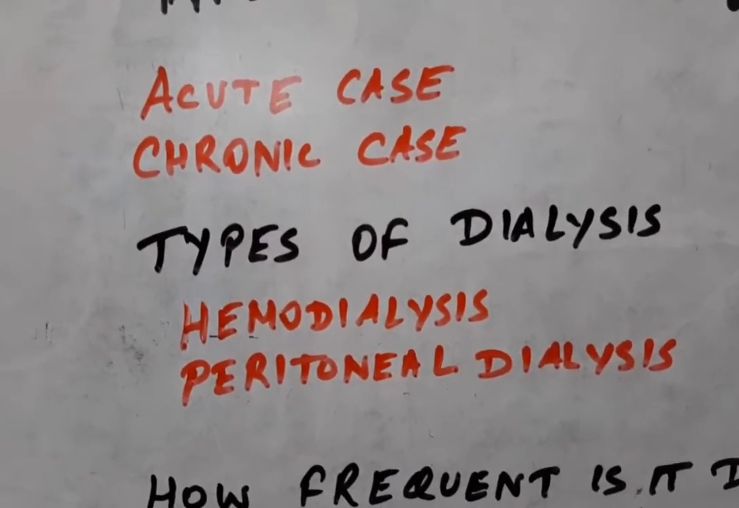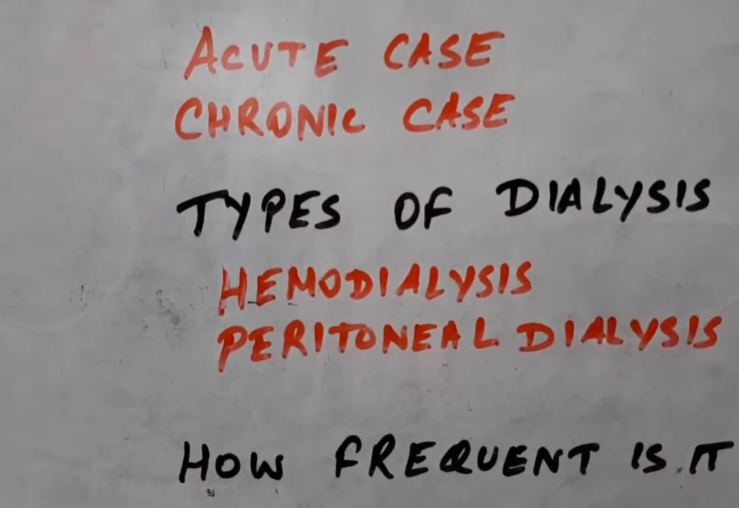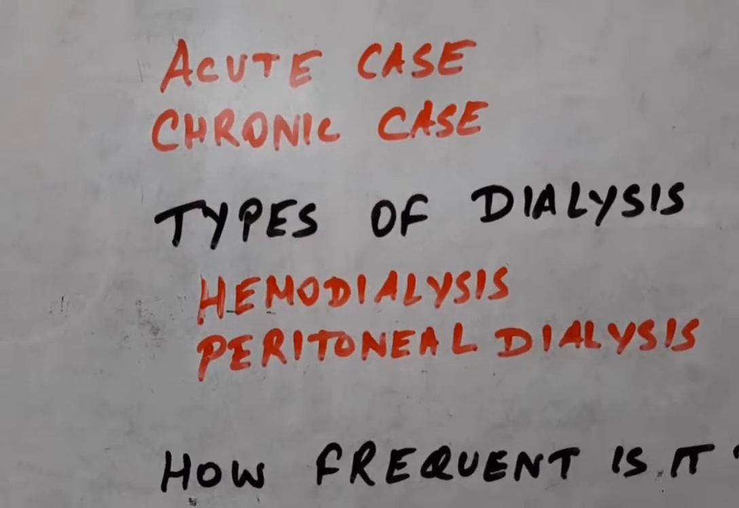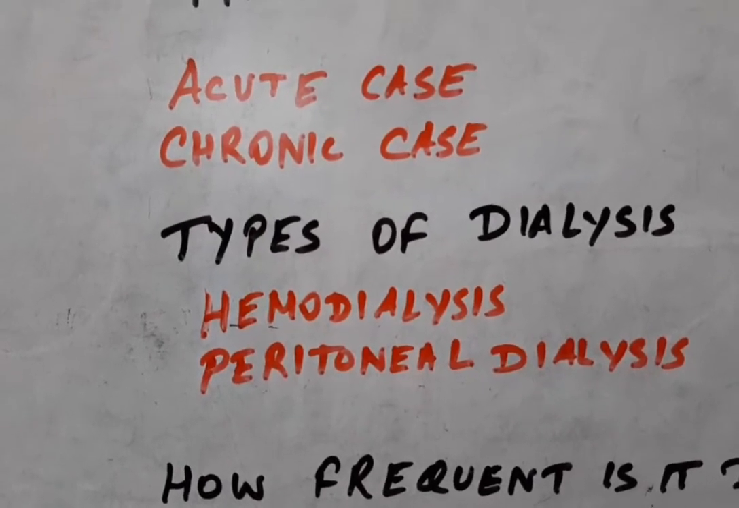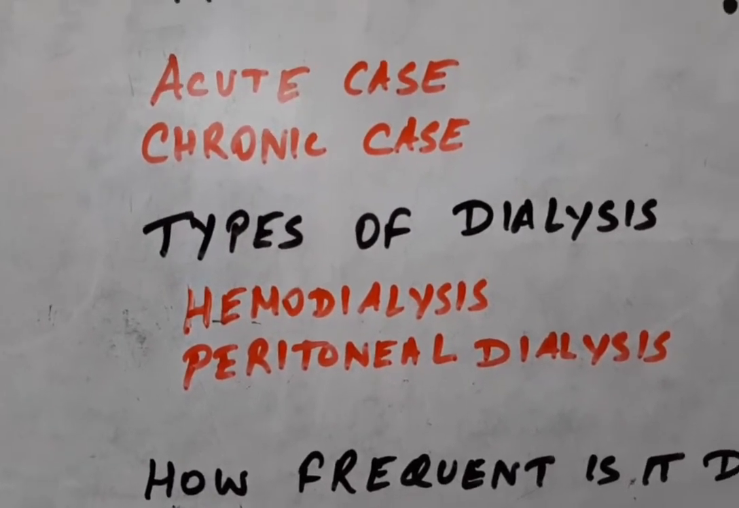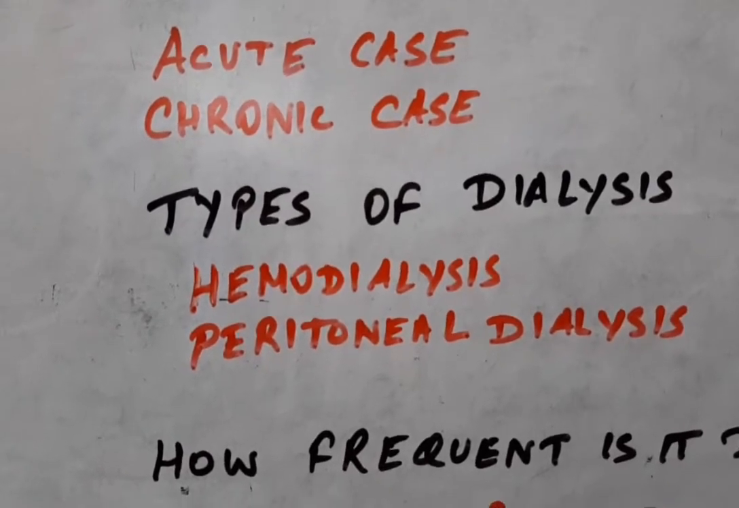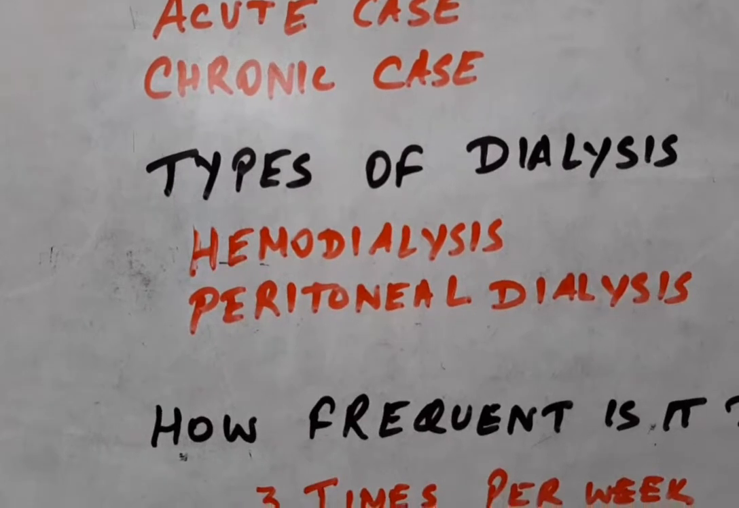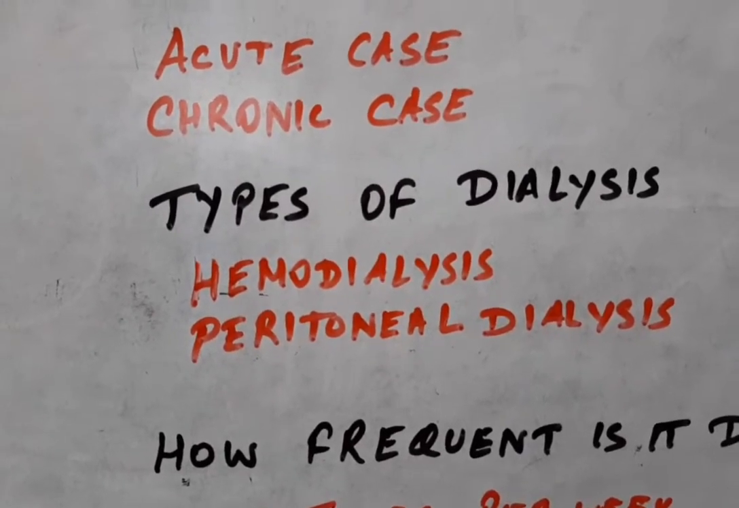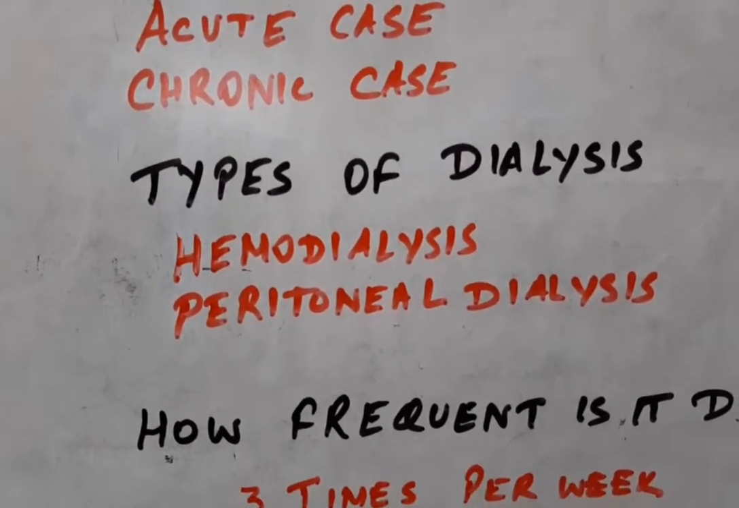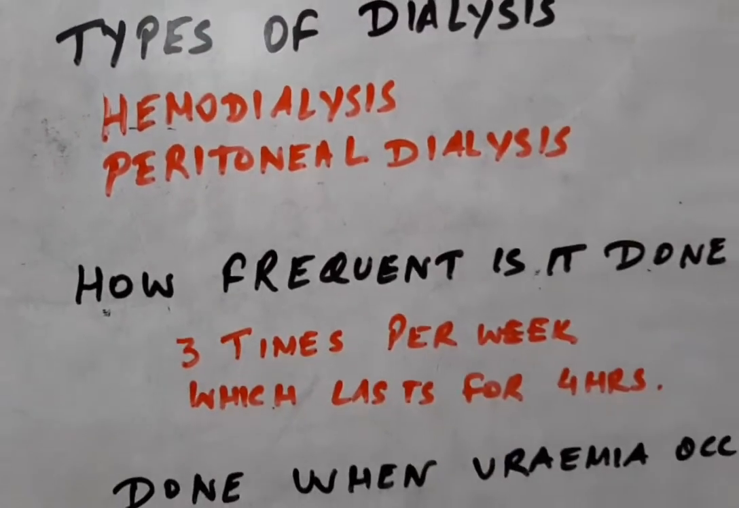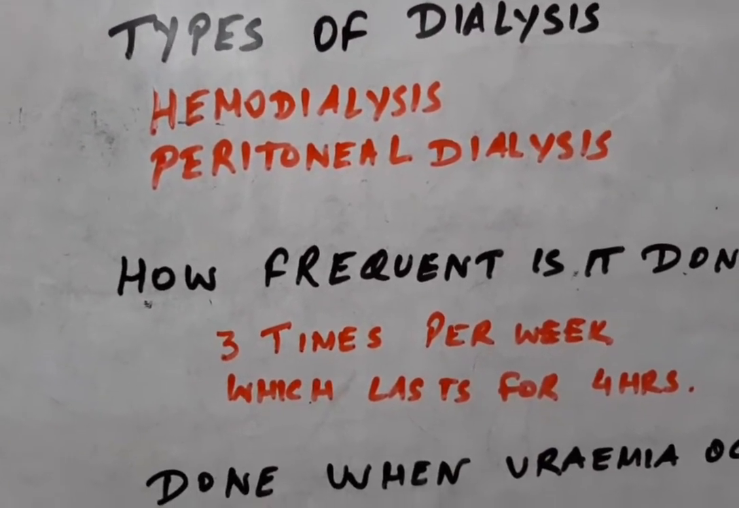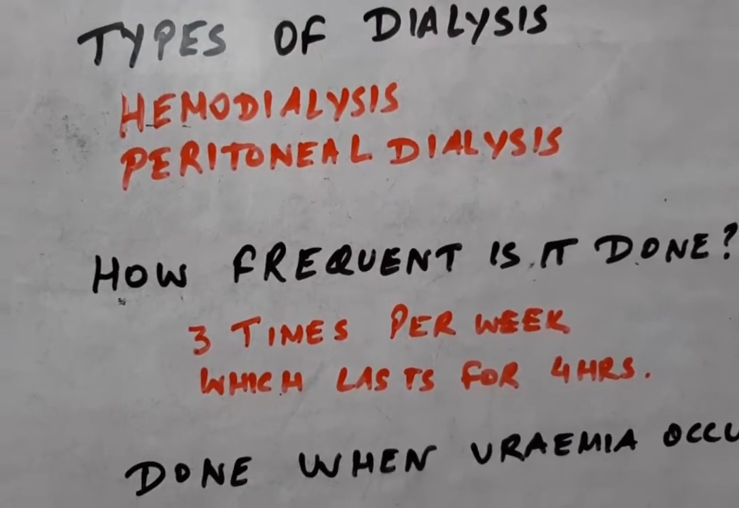Let's have a look at what is hemodialysis. In hemodialysis, it uses a machine and a filter to remove the waste products and water from the blood. While in peritoneal dialysis, it uses a fluid that is placed into the patient's abdominal cavity to remove the waste products and fluid from the body. Now, how frequently is it done? It is done 3 times per week, and each session lasts for 4 hours.